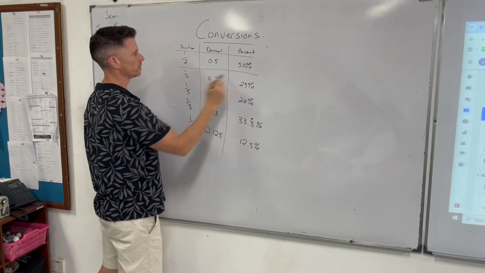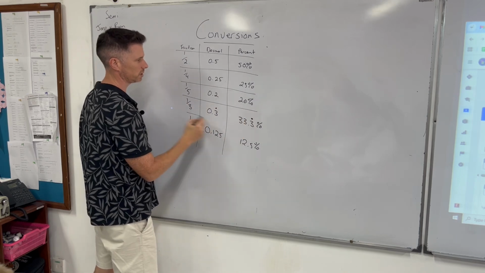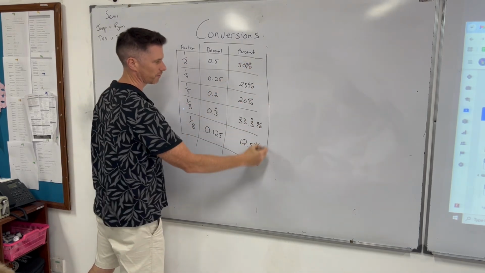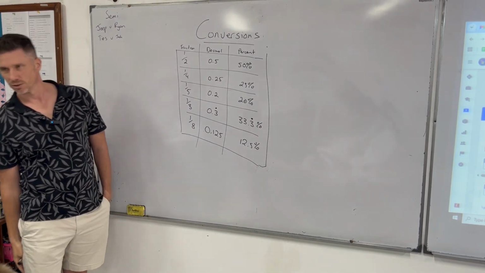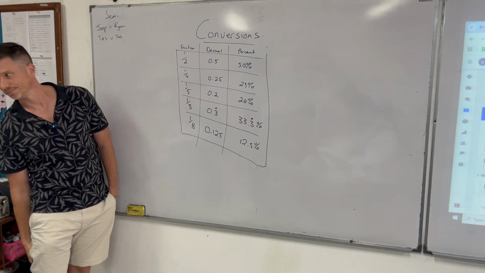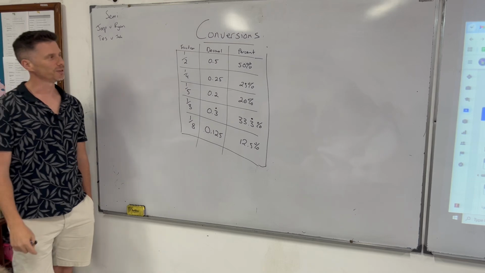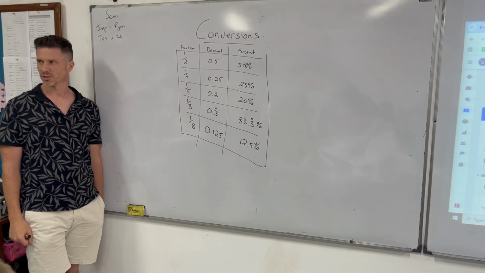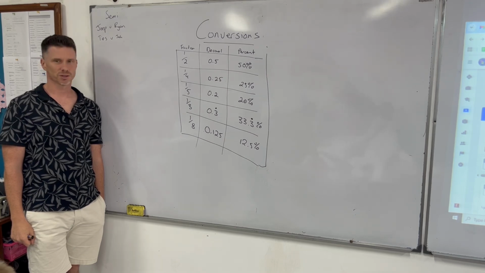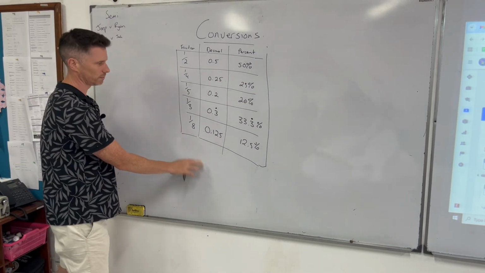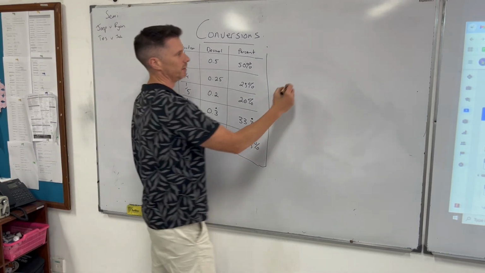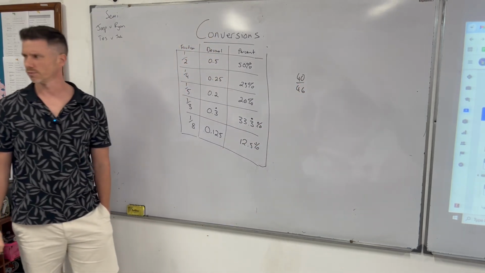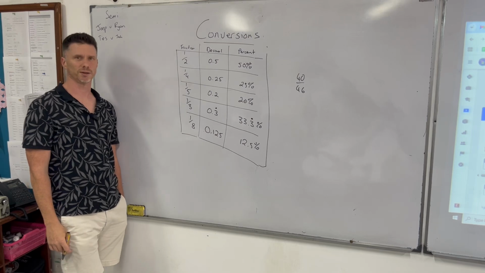Okay, we need to be able to confidently switch between these three forms. If you get your score in your test, are you able to convert that to a percentage? So let's say we get 40 out of 46 in an exam. How do I convert that to a percentage without a calculator?